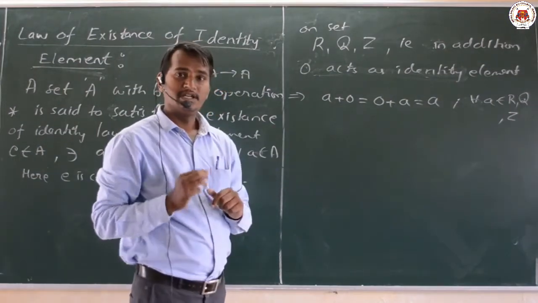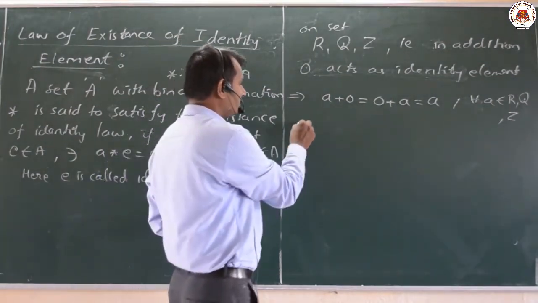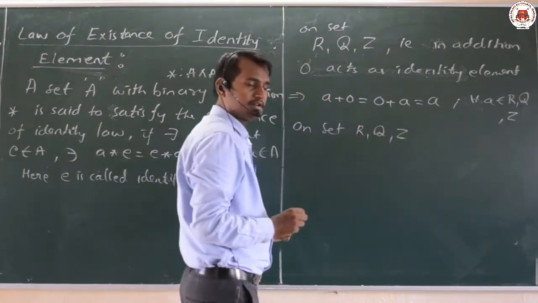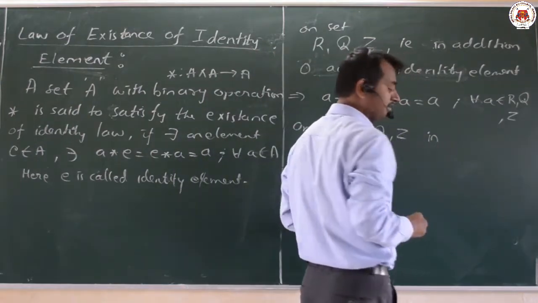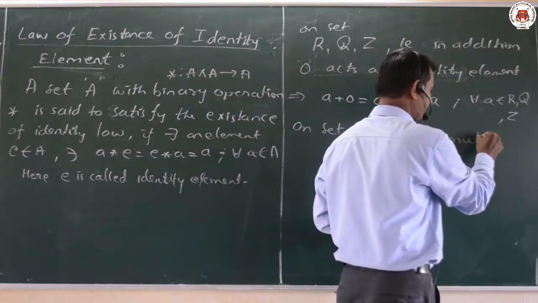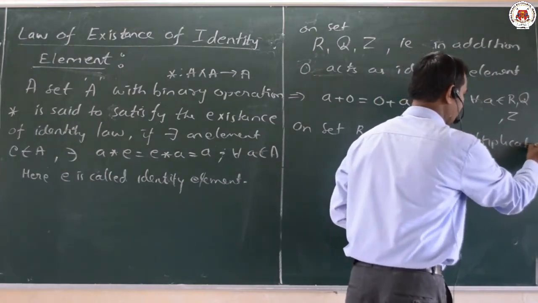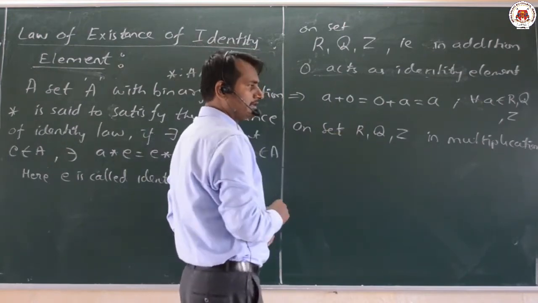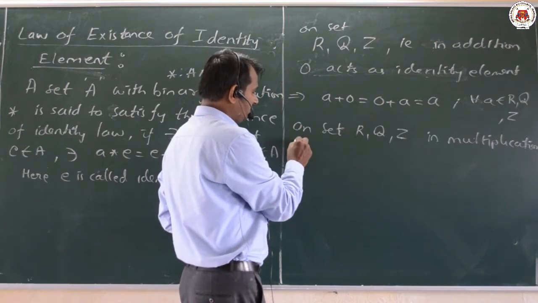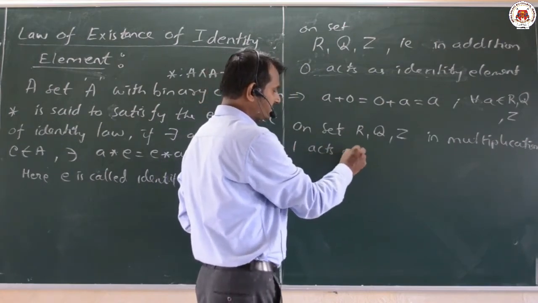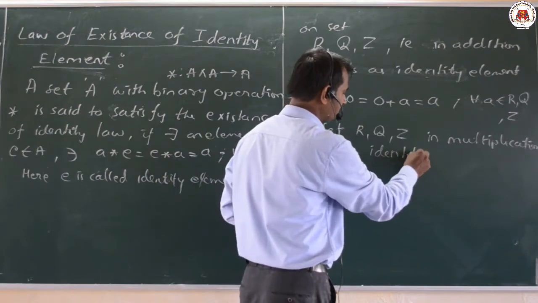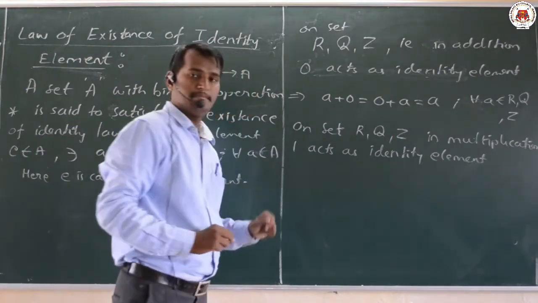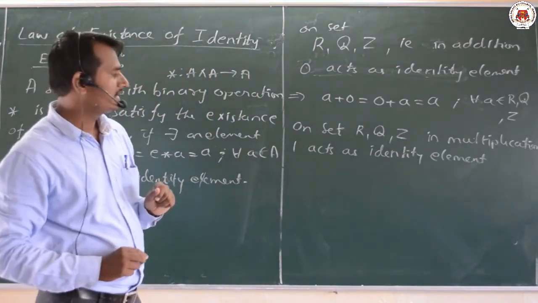This is one example. Now one more example we shall take here, on sets R, Q and Z, in multiplication, 1 acts as identity element. Okay dear students, pay attention here. Now what we have here, 1 acts as an identity element.